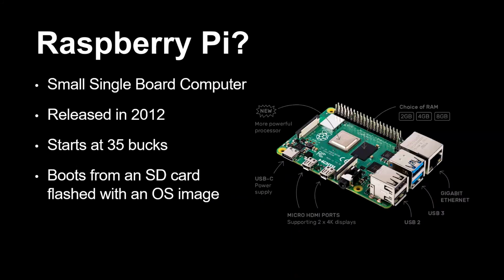A Raspberry Pi is a small single board computer. It looks like this. And it was released in 2012. It starts at around $35, depending on how much RAM you want. That price can increase a bit. And it boots from an SD card, which you, as the end user, flash with a so-called operating system image.